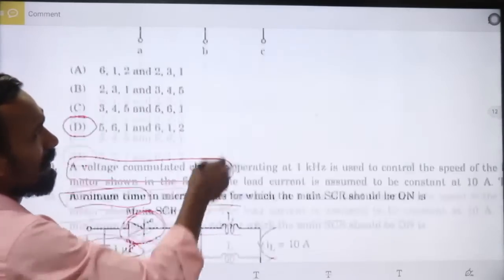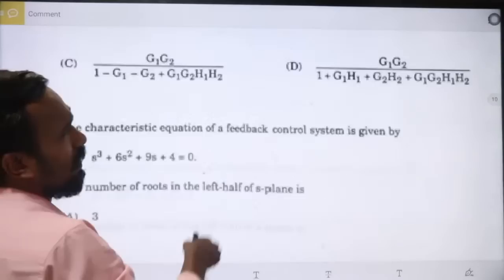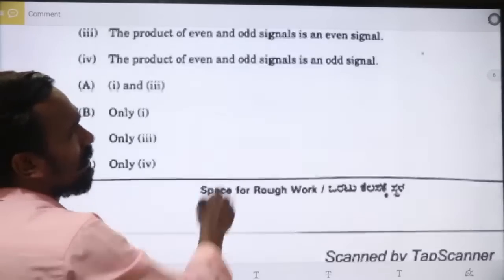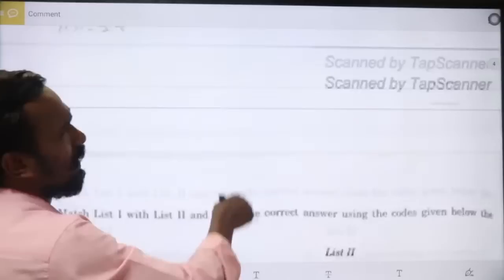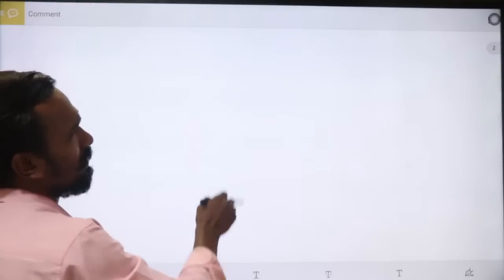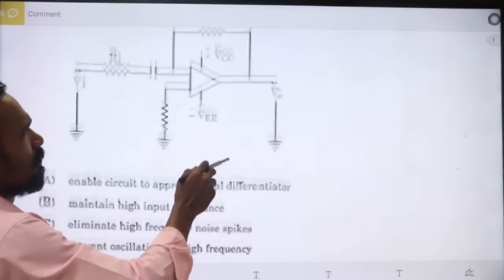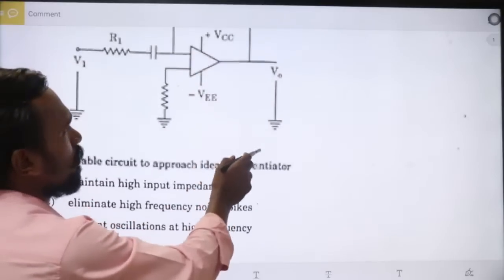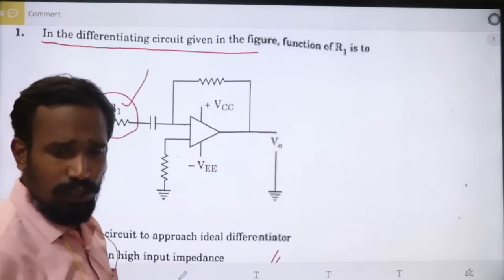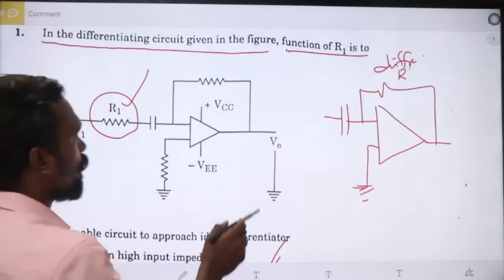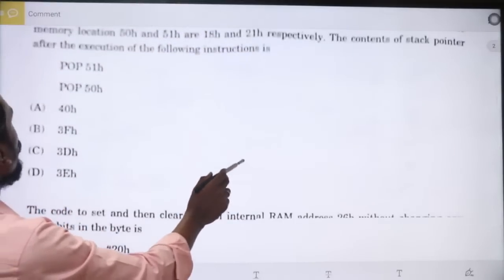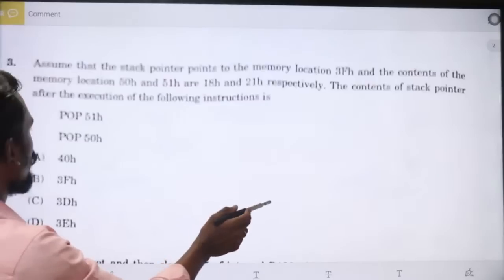So what are the remaining questions? If those are my questions, I will give you the explanation. For any other questions, I will just give you the key, because the Signals and Systems and EMF faculties are not available. So I will start from the first question, second question, and third question.